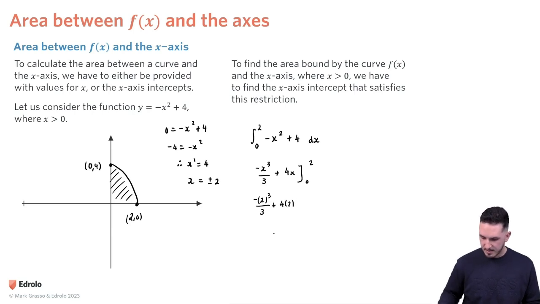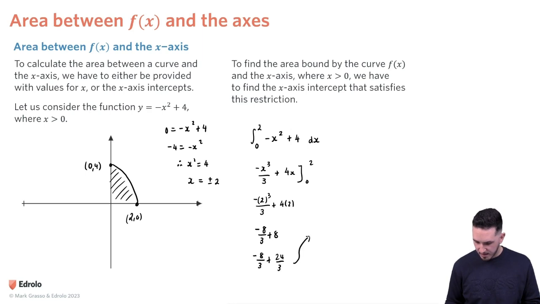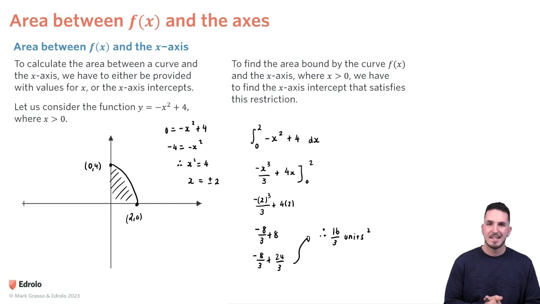And you'll notice minus 0 is 0, so we're left with negative 8 on 3 plus 8. We need the same denominator, so multiply 8 by 3, we get 24. So we're left with negative 8 on 3 plus 24 on 3. And therefore the solution is 16 on 3 units squared. So the first step for this particular problem, find your x-axis intercept if you're not given a certain x value, and then set up your definite integral and evaluate as we've done in the past.